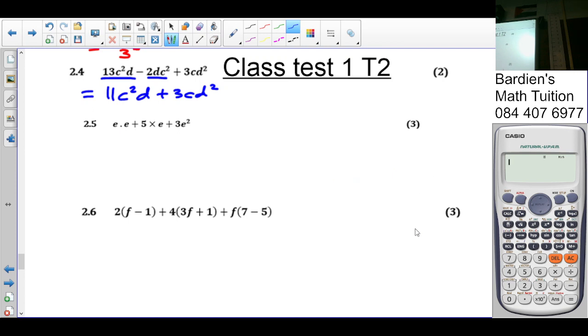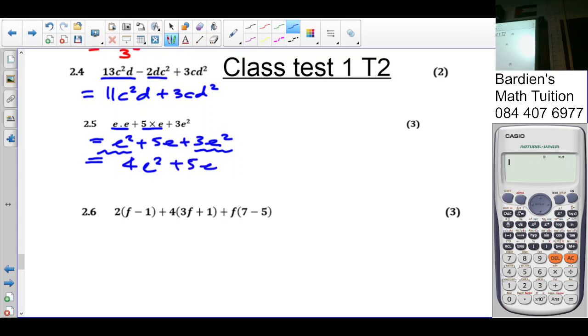2.5. We must first simplify before we can add or subtract. Not so? So we need to say e times e is e squared. 5 times e, 5e, plus 3e squared. Again, we're going to look for like terms. So which terms are like? e squared and 3e squared. So what's e squared plus 3e squared? 4e squared plus 5e.